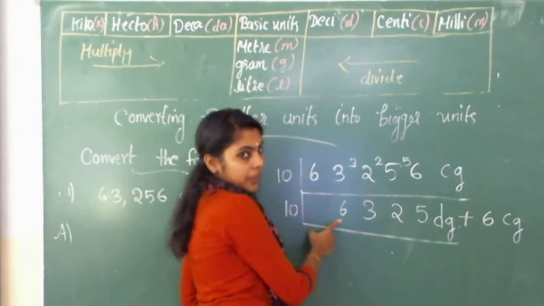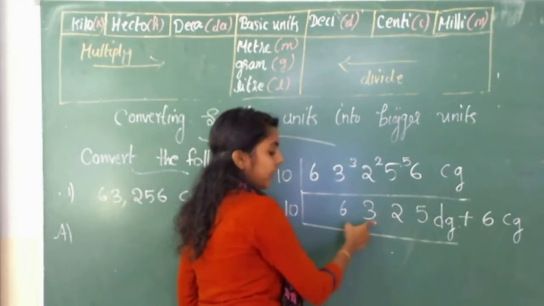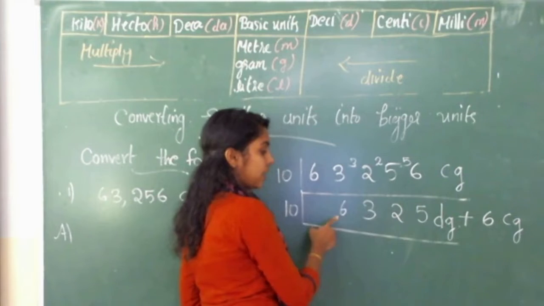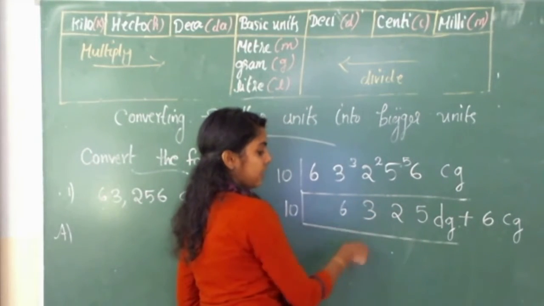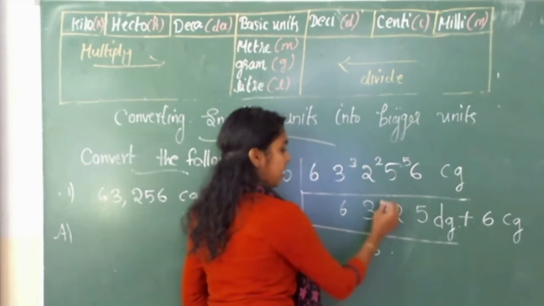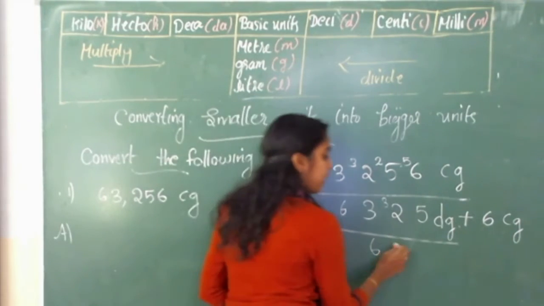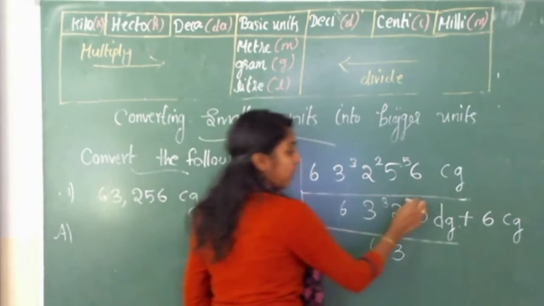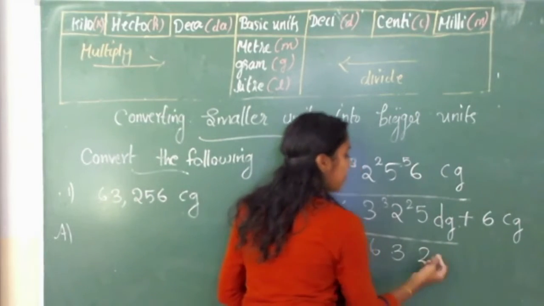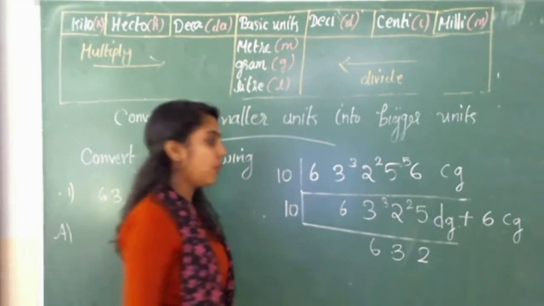First number 6, we can't divide by 10. Then the next number, 63. Along with the 6 we will take the next digit, then 63. 10 6s are 60, remainder 3. 10 3s are 30, remainder 2. 10 2s are 20, remainder 5.